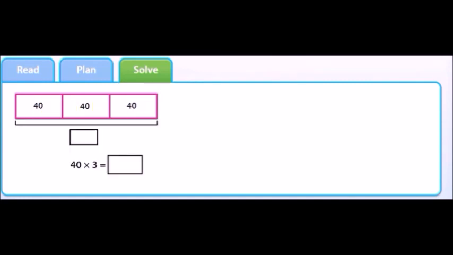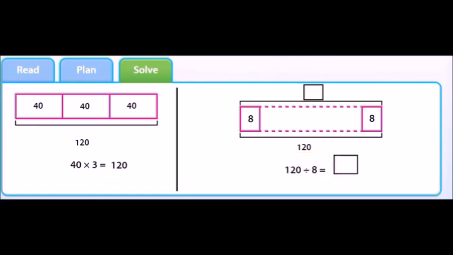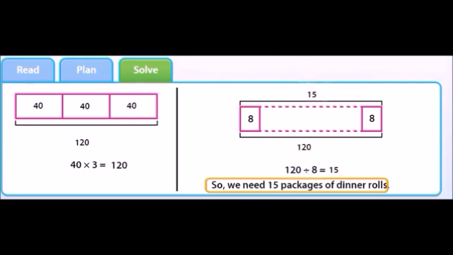What is the product of 40 times 3? It's 120, so we need 120 rolls. Now we'll use a bar model to find how many packages are needed. There are 8 rolls in each package. We need 120 rolls, so divide to find the number of packages needed. What is the quotient? The quotient is 15, so we need 15 packages of dinner rolls.